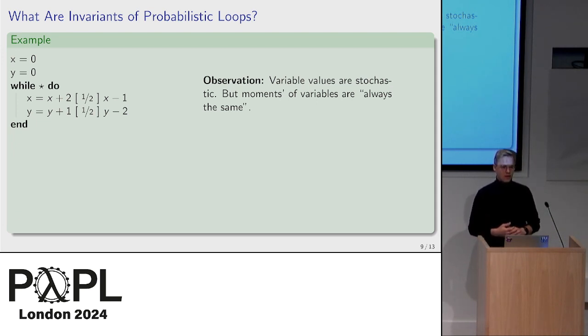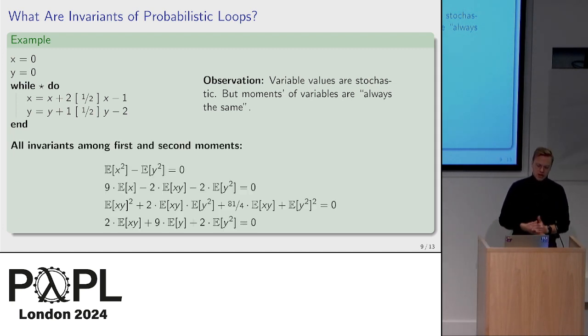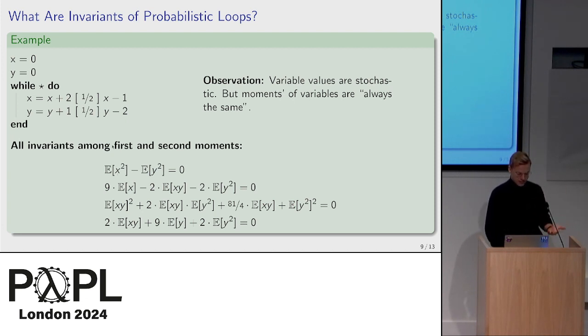But what does not change over different runs of the program are the moments of variables. They are the same in every run of the program, the theoretical moments. So what we could do is write down some properties among the moments of program variables. For instance, that these are actually invariants, that the second moment of x, so the expected value of x squared, is actually equal to the expected value of y squared.